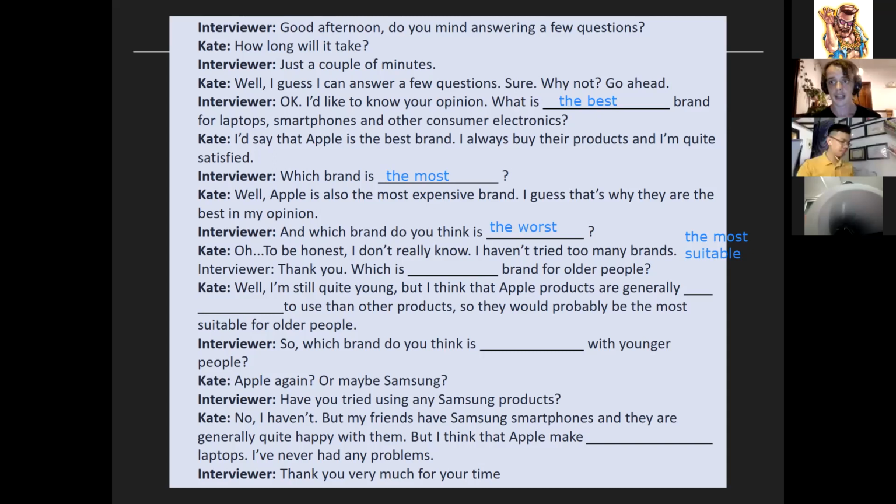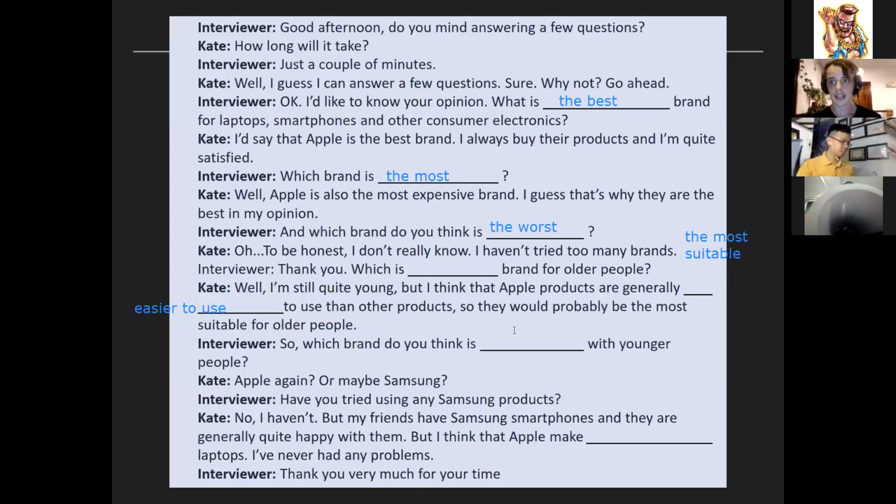Well, I'm still quite young, but I think that Apple products are generally easier to use than other products. Did you hear this one? Apple products are generally easier to use. Easier, good, easier to use than other products. So they would probably be the most suitable for older people. So which brand do you think is the most popular with younger people? Do you hear this? Yeah, the answer is the most popular. Excellent.